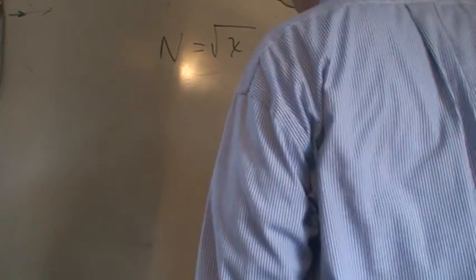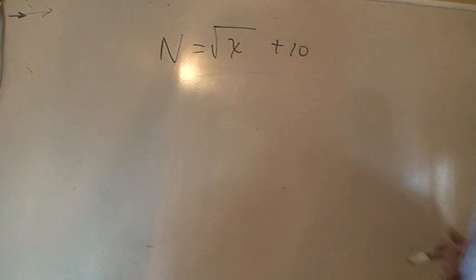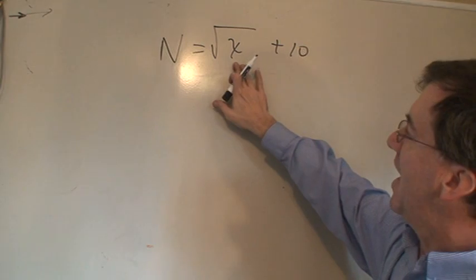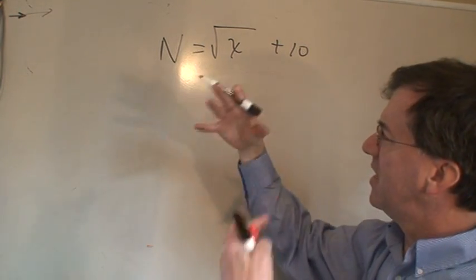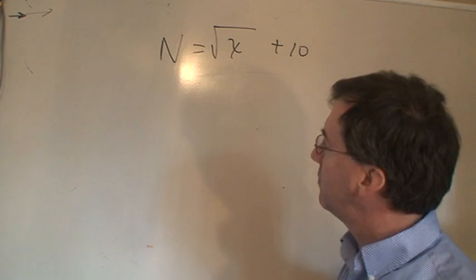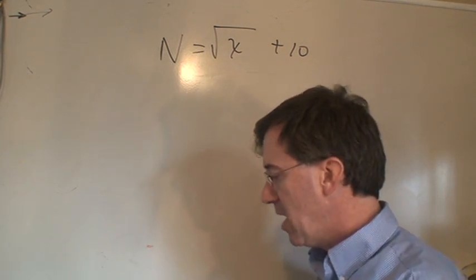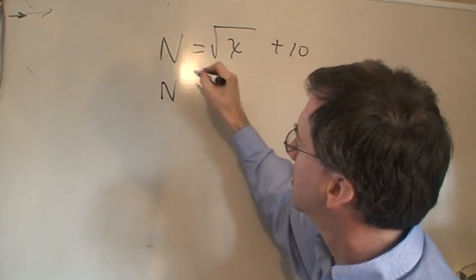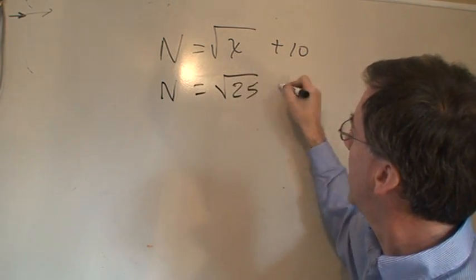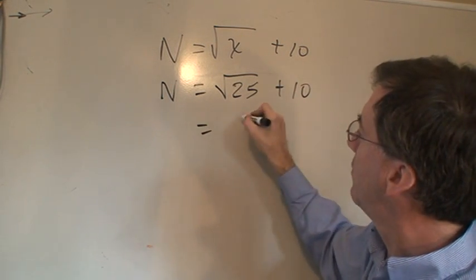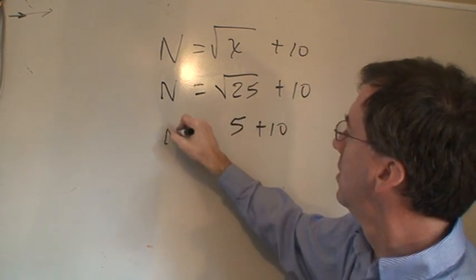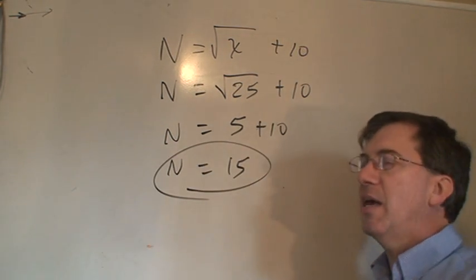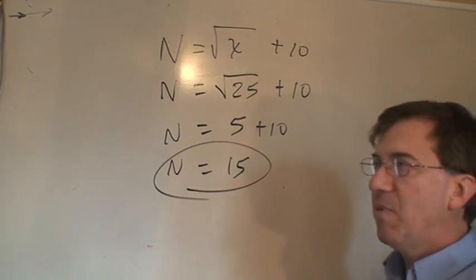On this problem, let's say we're modeling something. I have seen this used for something like infectious diseases, where X is the number of years and N is, say, the number of cases of disease in millions. Let's say, how many cases would you expect in, say, 25 years? So I would put 25 in for X. The square root of 25 is 5, plus 10. I get N equals 5 plus 10, which is 15. So I would expect 15 million cases of the disease, or you might be modeling something else.